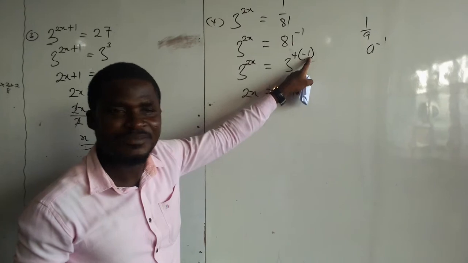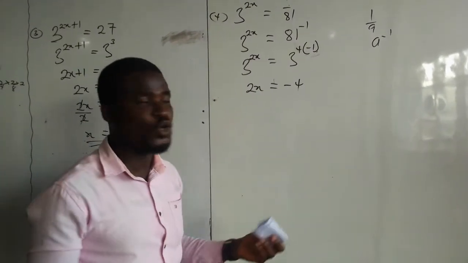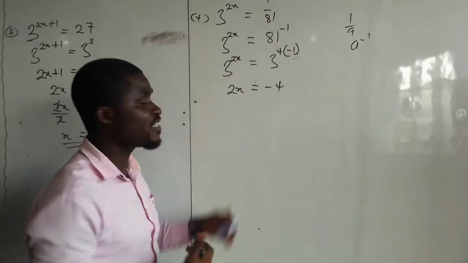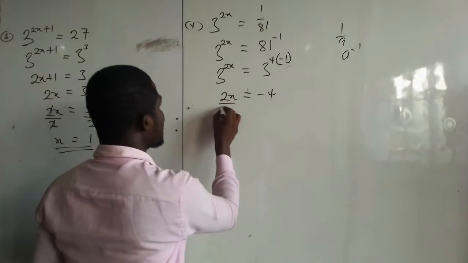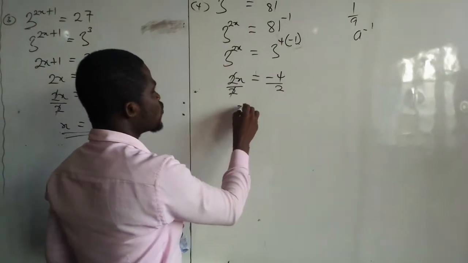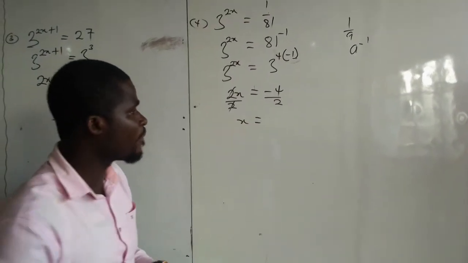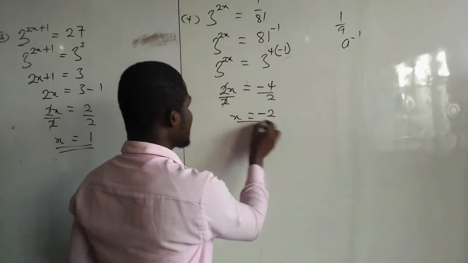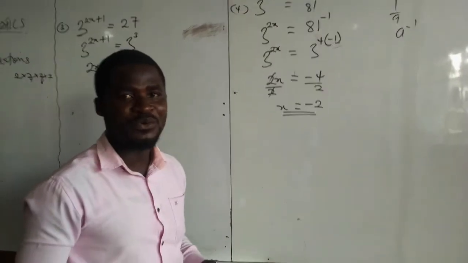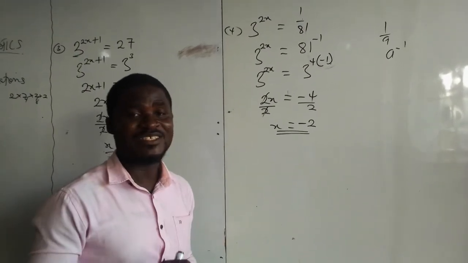So take note. Good. Now when you get here, we are looking for x. So divide both sides by the coefficient of x, and the coefficient of x is 2. So here by 2, here by 2. 2 cancel 2. So x is equal to negative 4 divided by 2, negative 2. So this is our final answer for the fourth example. And we are getting all the steps. Good. If you have any question, please ask.